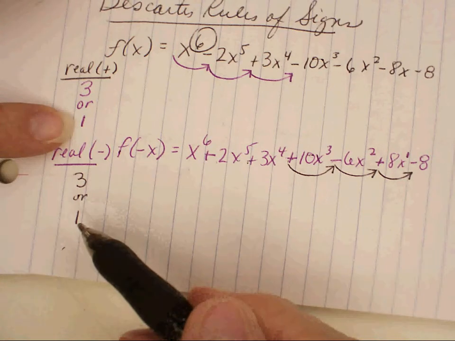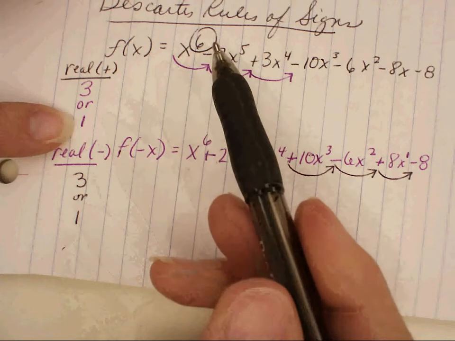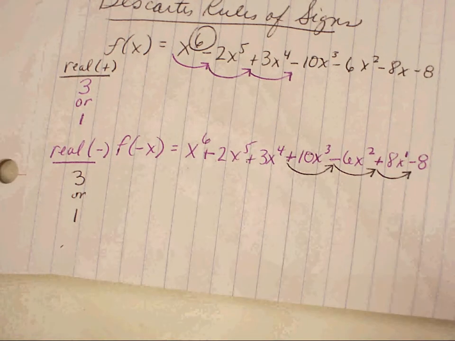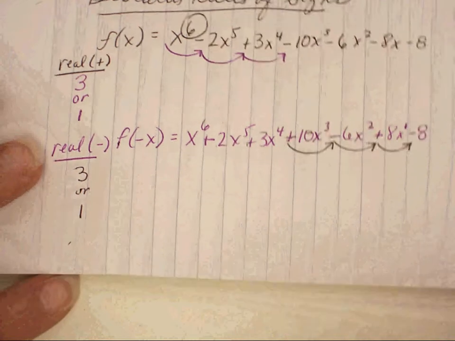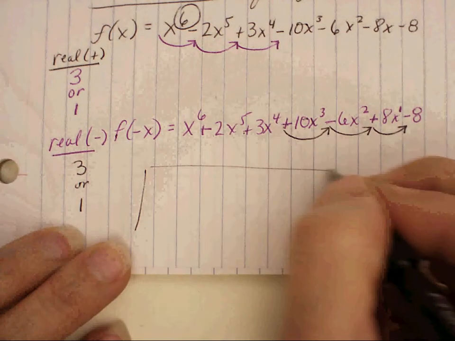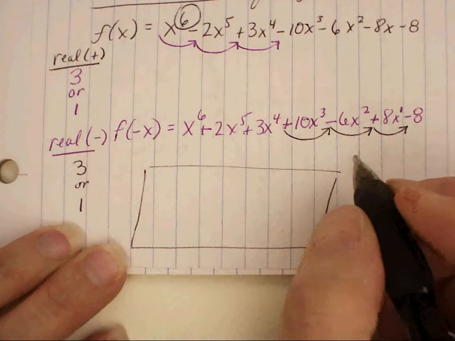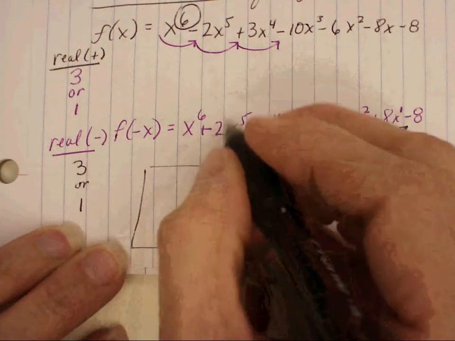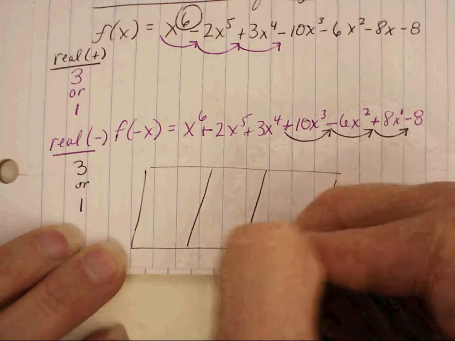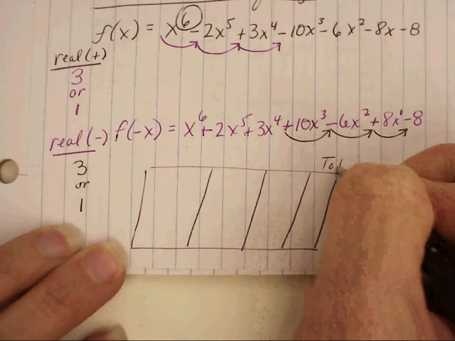Now, to find the possible or potential real negative solutions, was there a sign change? No, no, no. What happened here? Sign change 1. What's happened here? Sign change 2. What happened here? Sign change 3. So you could have 3 real negatives or 1 real negative.